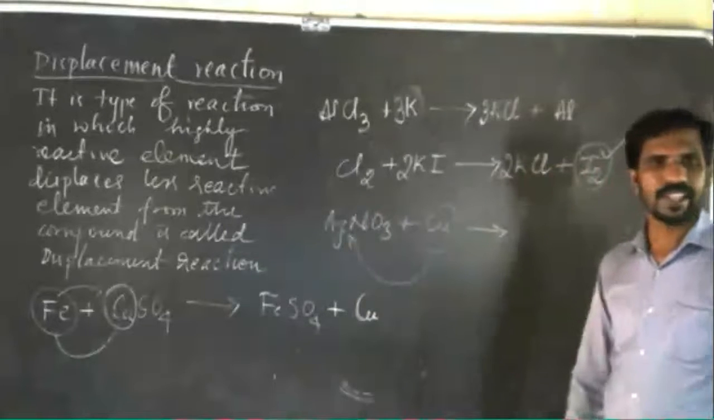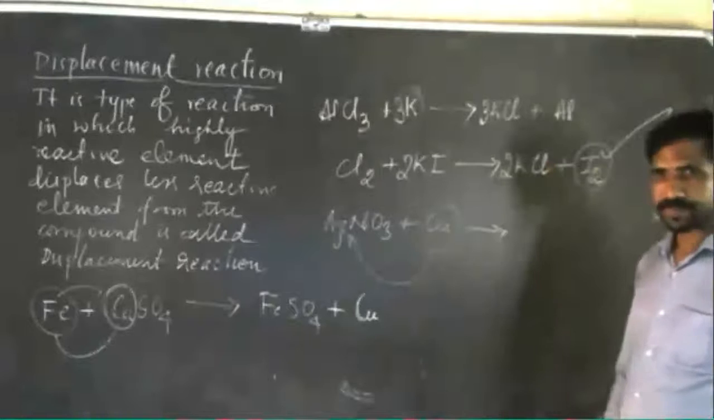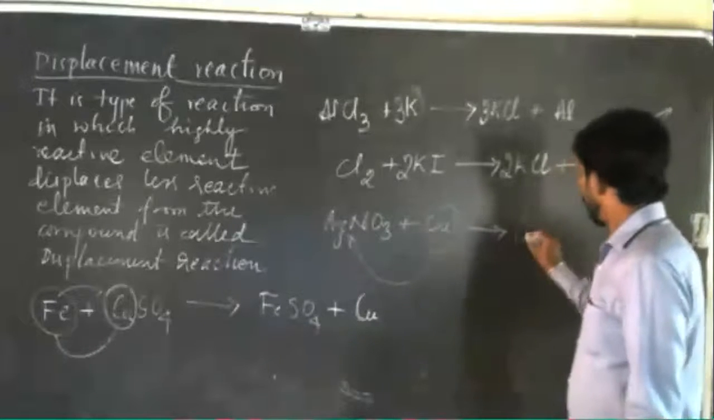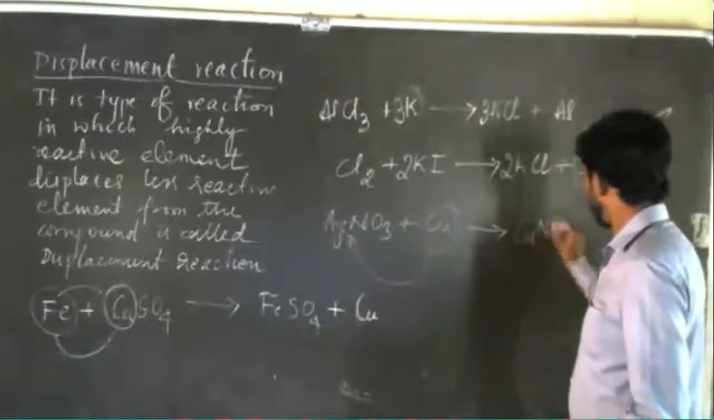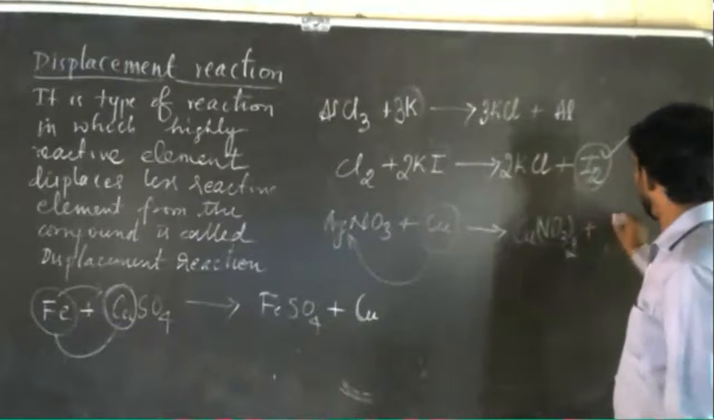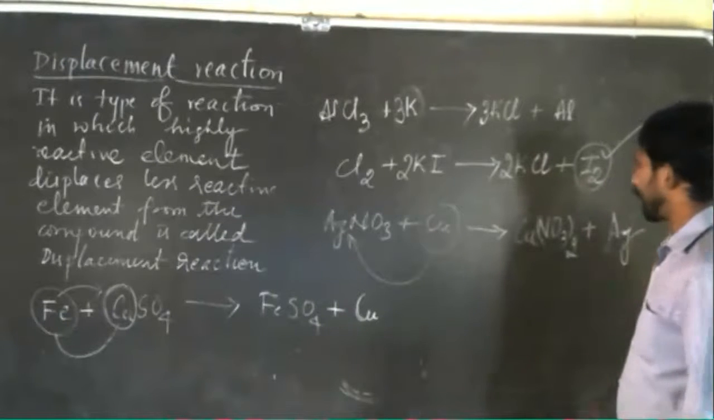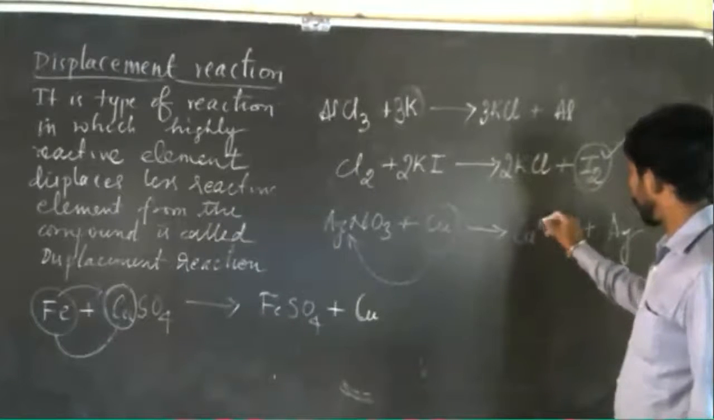So this copper displaces Ag. Copper displaces Ag, because it is highly reactive, very arrogant. So it's arrogant, and the arrogant will displace the silent fellow. Okay.